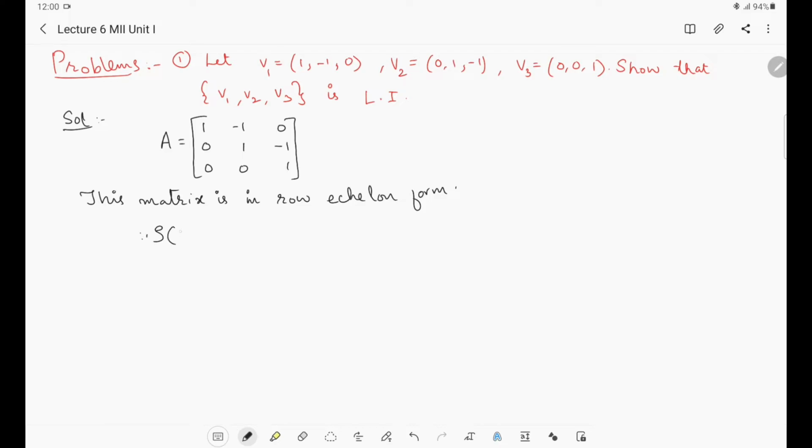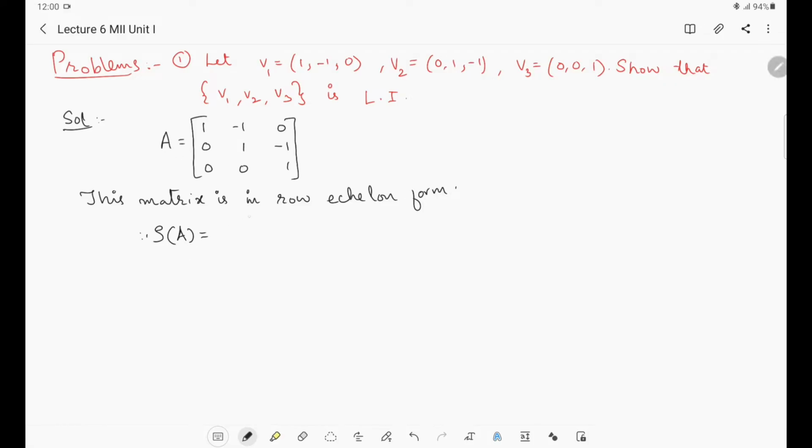Therefore, what will be the rank? The rank will be the number of non-zero rows. How many non-zero rows are there? Because of this non-zero entry, this row is a non-zero row. Because of these two non-zero entries, this row is a non-zero row. Because of this non-zero entry, this row is also a non-zero row. So 3 non-zero rows are there. Remember that a zero row means all the entries should be 0. But you see that in each row there are some non-zero entries. So no zero row is there in the matrix A.